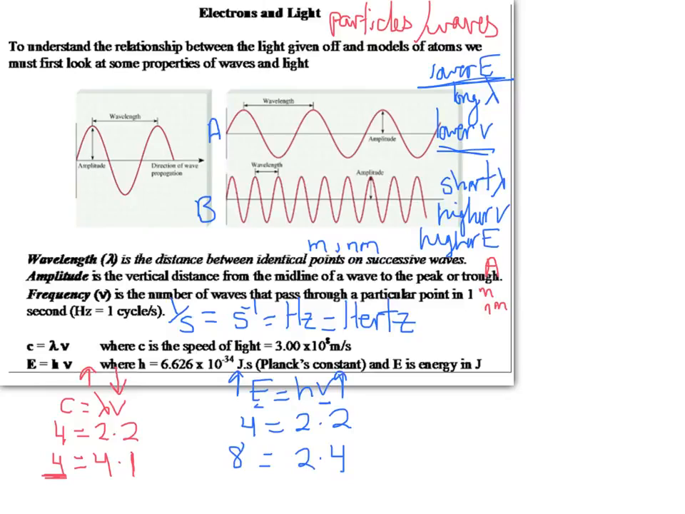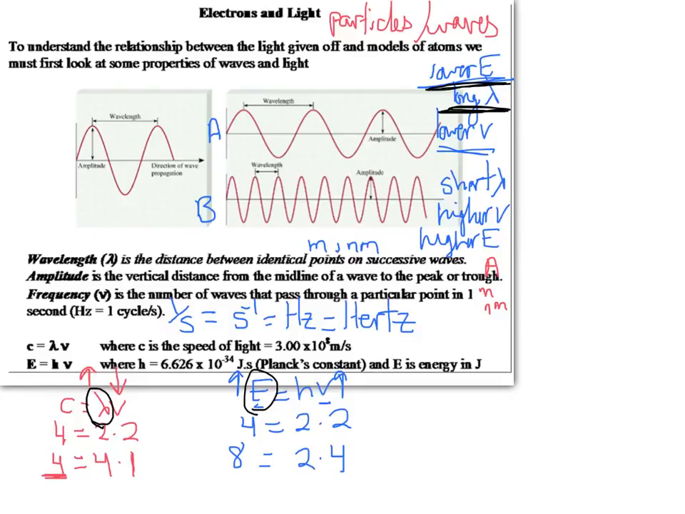Okay? Now what if I ask you, what is the relationship between wavelength and energy? Is it direct or is it an inverse relationship? If you look at waves A and B, this has the long wavelength and it has the lower energy. So that looks like an inverse relationship.